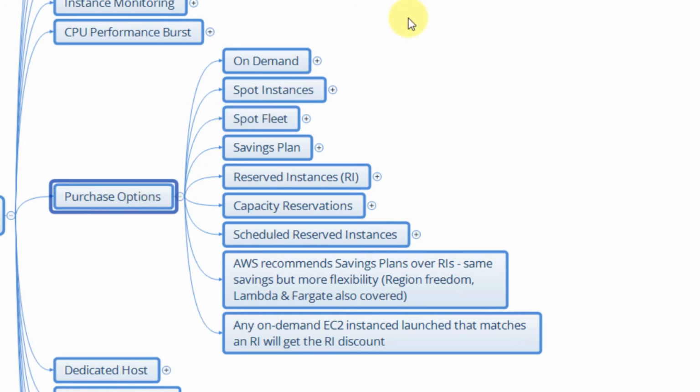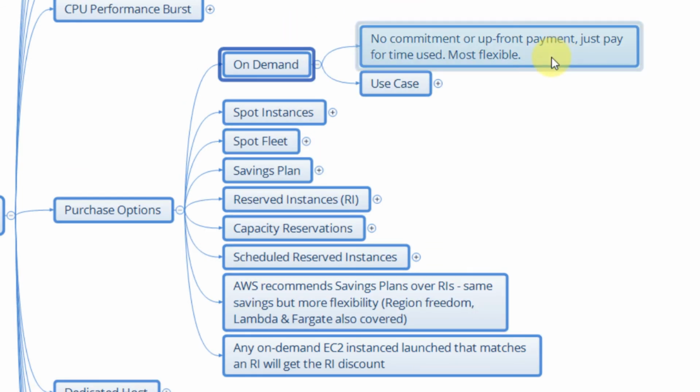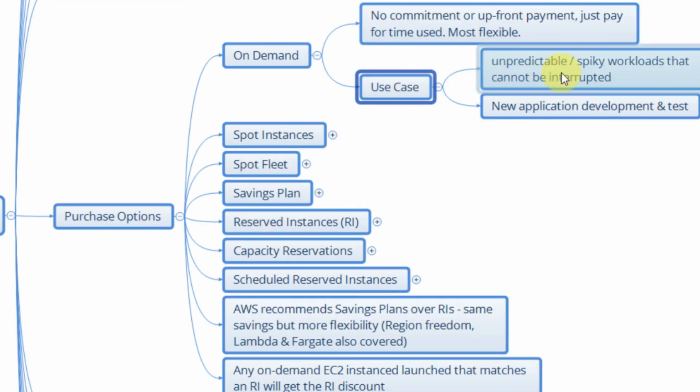Now, AWS provides a lot of flexibility in how you purchase compute capacity. So these are the different ways. With on-demand, there is no upfront payment. There is no commitment of any time period. You just pay for whatever time you use. And it's the most flexible purchasing option. This is good for workloads that are very difficult to predict. They could be spiky at unpredictable times, and these workloads cannot be interrupted. Another case where it's useful is when you're developing a new application and testing it. Since you don't have a profile of the application yet, it's difficult to predict its usage.